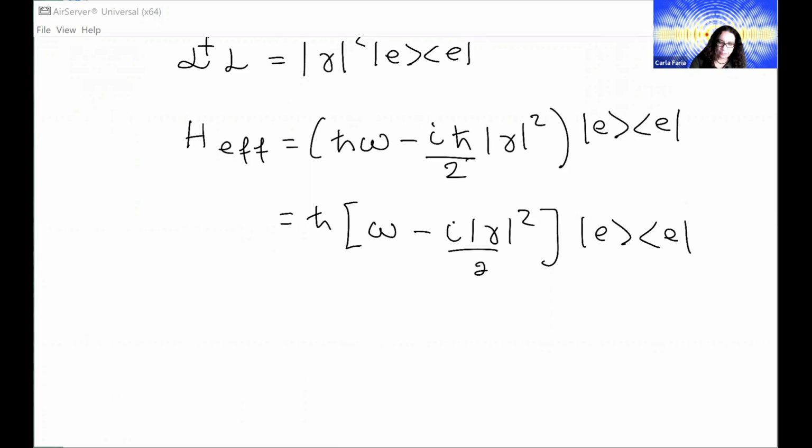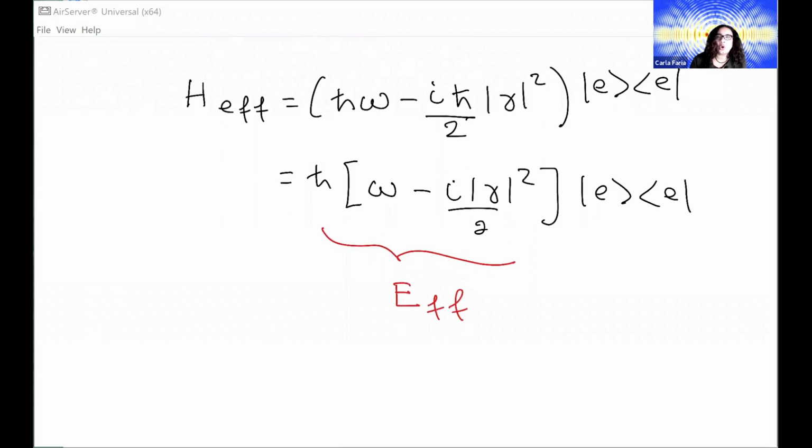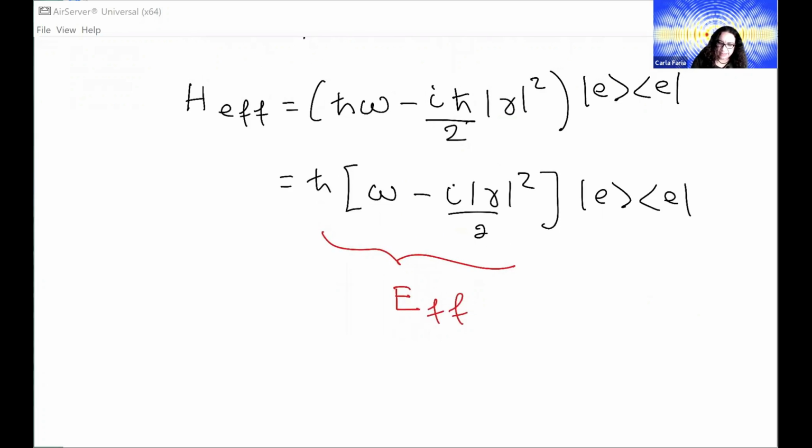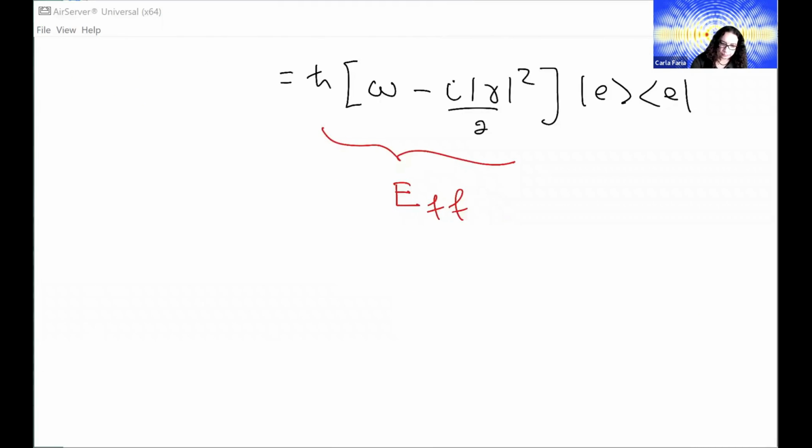because this is pretty much of the form, if you wish, where you have E effective applied to this guy, which is a projector onto the excited state. So we can say also that in this case we have a non-Hermitian Hamiltonian, but it's not pseudo-Hermitian because you can clearly see that the eigenvalues are not real. You have a complex eigenvalue, and this is associated with decay.